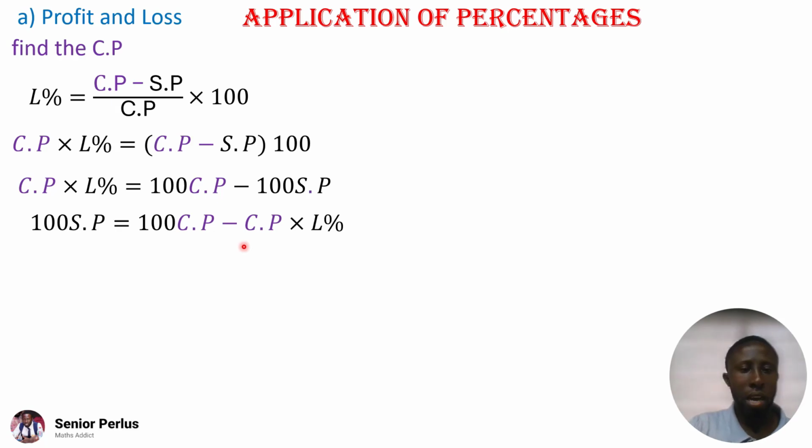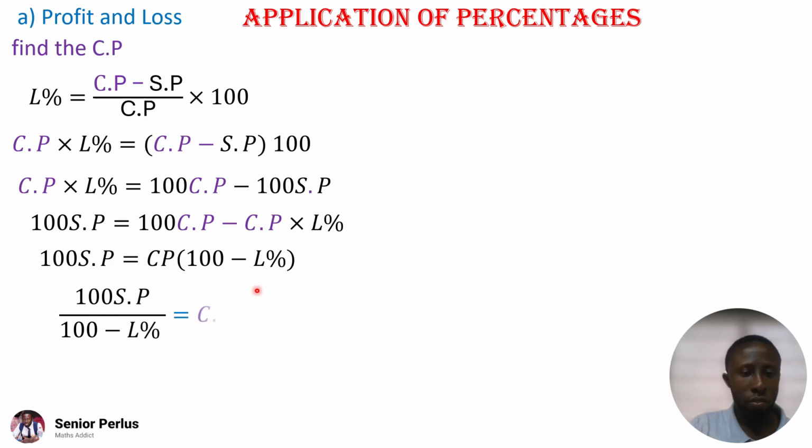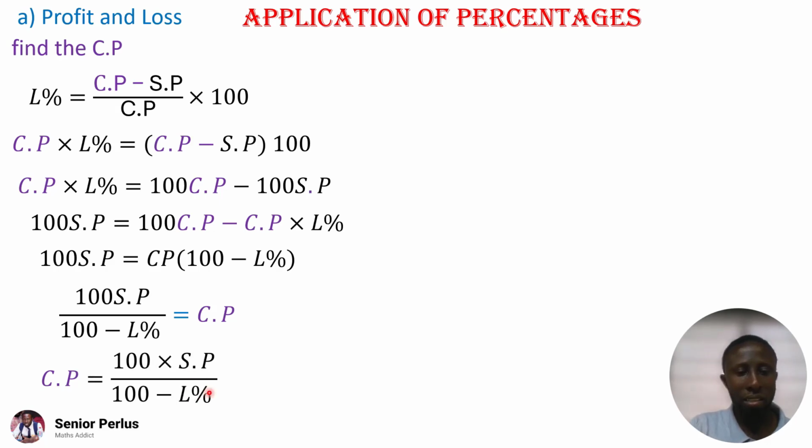Yes. Now there's a CP, there's a CP, so I just do factorization. So this, I maintain this, must factorize CP out, then have this. I'm looking for CP. I divide both sides by the one in the brackets. So divide both sides by this. Therefore, our CP is this. Let's make it nice, and this is our CP when given the loss and the selling price.